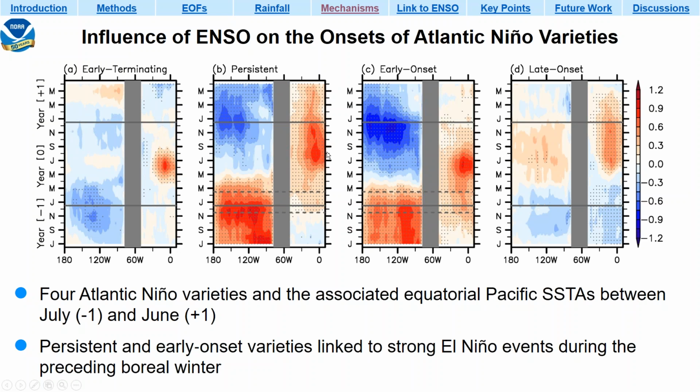Another thing that is interesting in this figure is the early-terminating flavor. You can see that definitely there is a cold anomaly in the Pacific, suggesting La Niña patterns in the preceding winter, but the amplitude is pretty small, even smaller than the Atlantic Niño itself. So this connection is pretty weak. However, what it suggests is this.